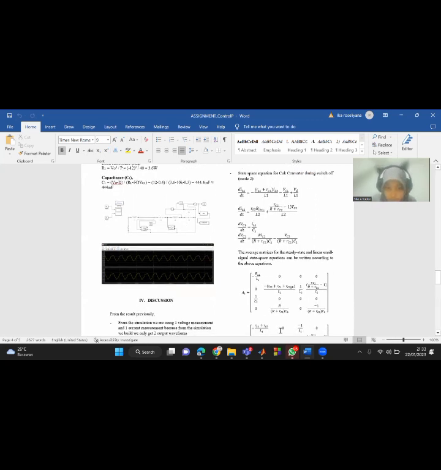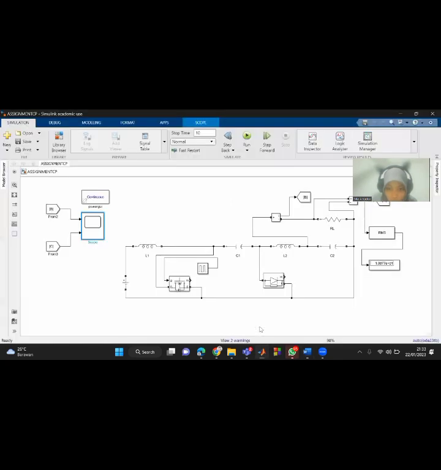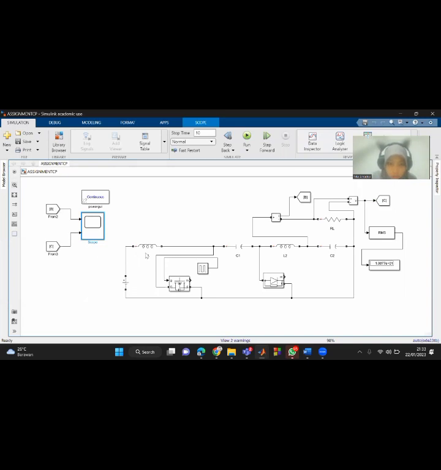So this is the simulation. This is for inductor 1, capacitor 1, inductor 2, and capacitor 2. Then we put the RL here, and we put the current measurement here and the voltage measurement here. The result we get is 10.877, which is near to 12 volts.